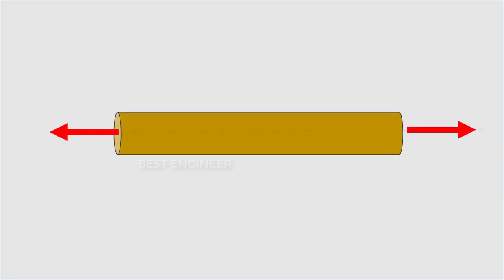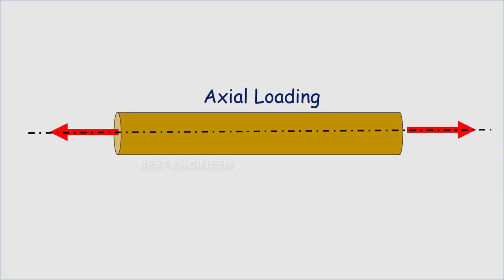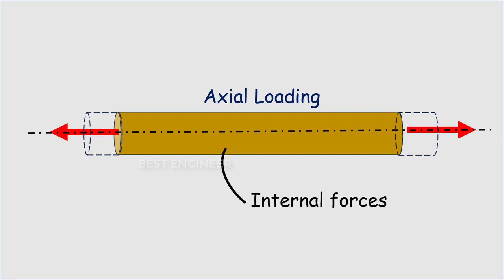Imagine a solid metal bar is loaded by equal but opposite forces, called a uniaxial load, because all the applied loads act along the same line of action. Now the applied loads are pulling the bar and causing it to stretch. The internal force will develop within the bar to resist the applied force.